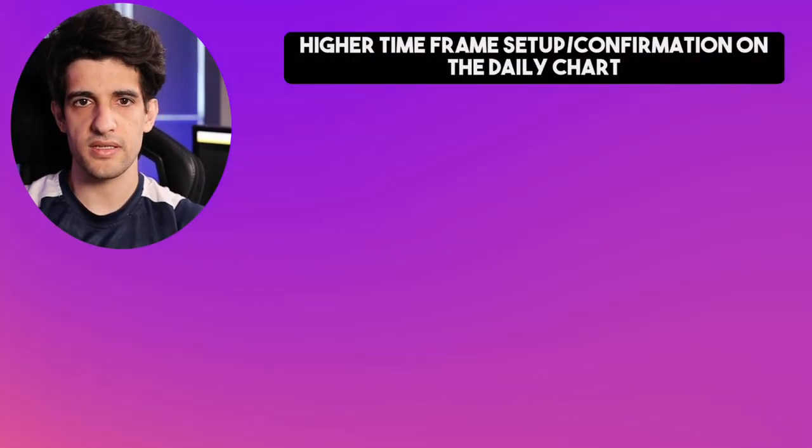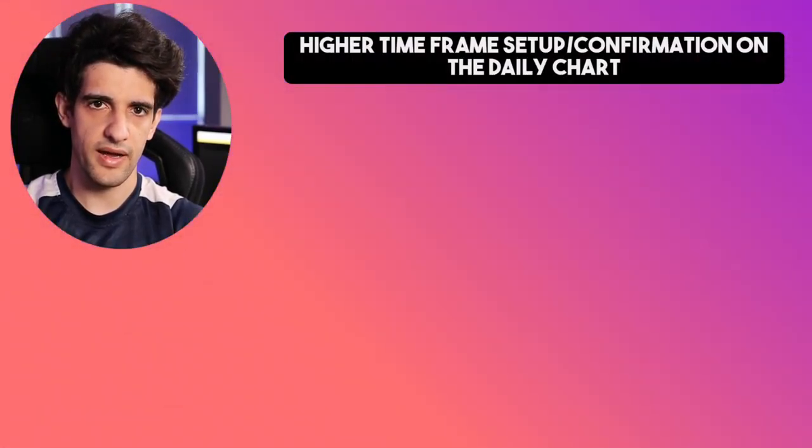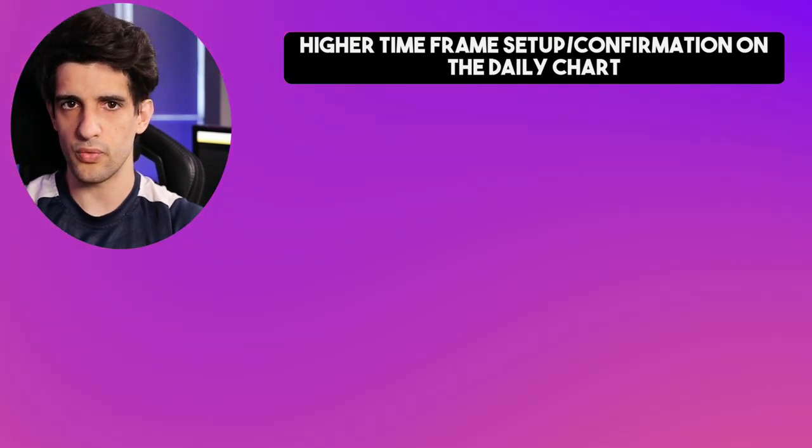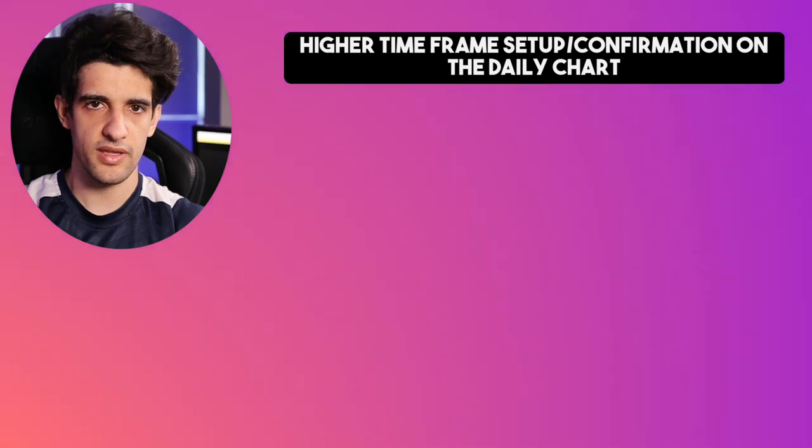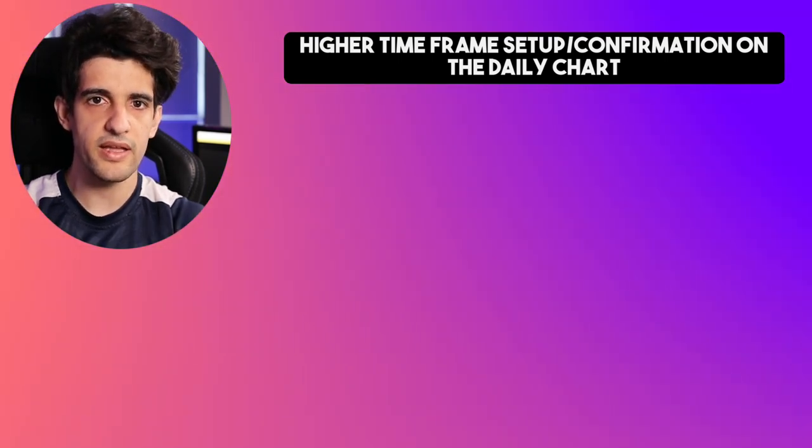So that's basically it, guys. To recap, to play the breakout strategy, you need a clear higher time frame setup. It could be on the weekly, it could be on the daily, it could be on the 60-minute chart. It depends on the time frame that you are playing. For me, it's the daily chart.